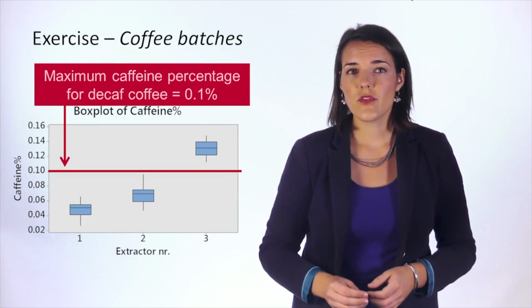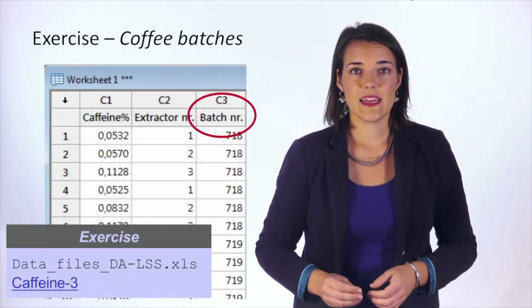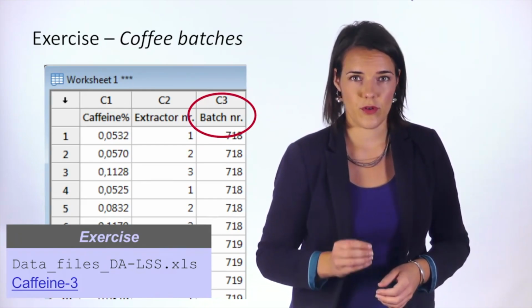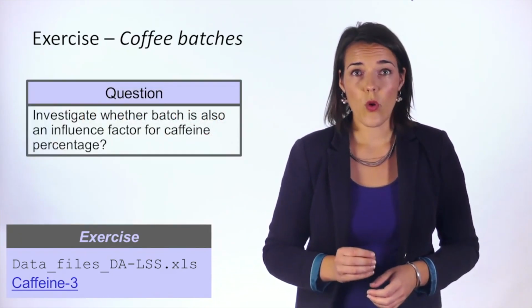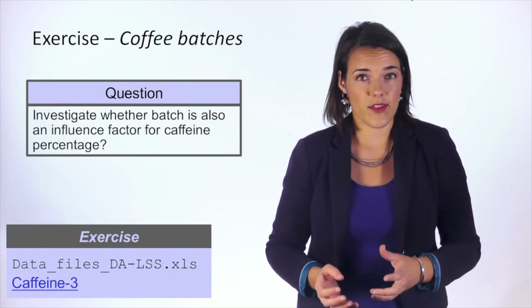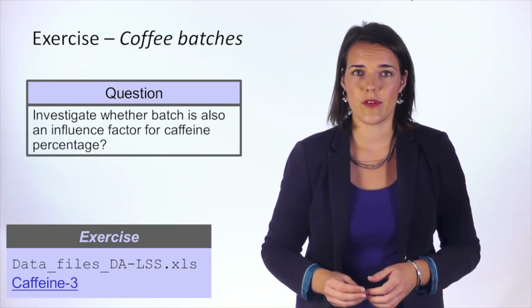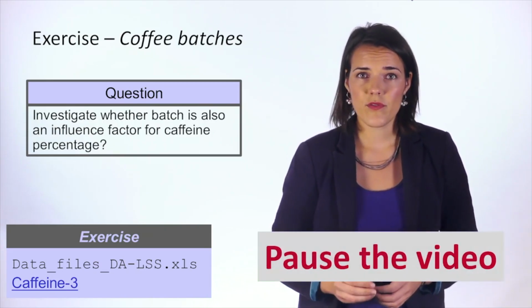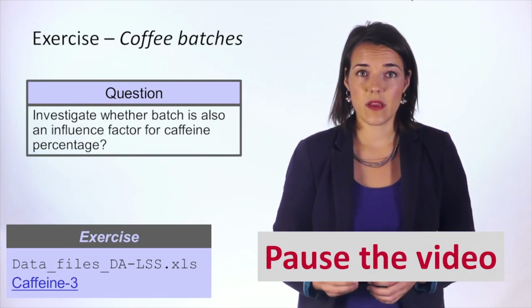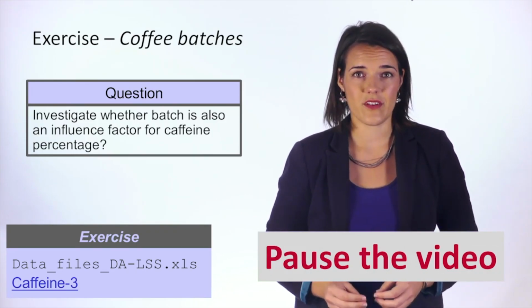However, next to the machine, we also measured the batch number. Now, my question to you is the following. Is batch also an influence factor for caffeine percentage? And if it is, which batch is the best to produce decaf coffee? Now, pause this video, load your data into Minitab, analyze the data and answer the question before you continue.